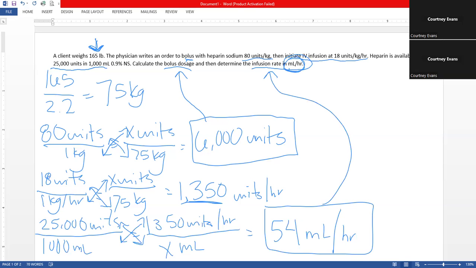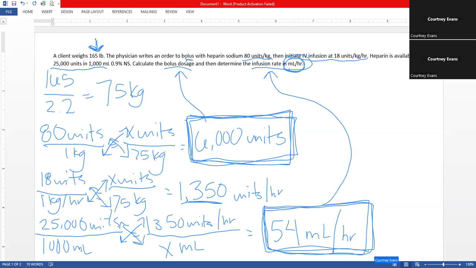So this is how much heparin we're going to give as a bolus, and think of a bolus as a large amount given during a short period of time. And then an infusion rate, we're going to set a pump, always a pump with heparin. We're going to set our pump at mL per hour, and that's where we get the 54 mL per hour.